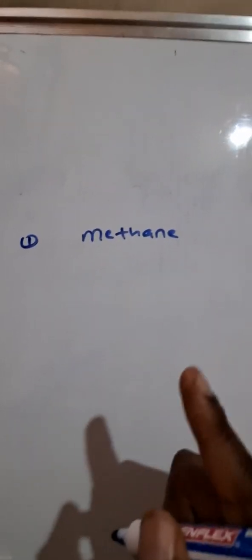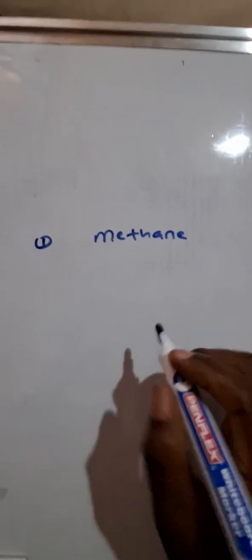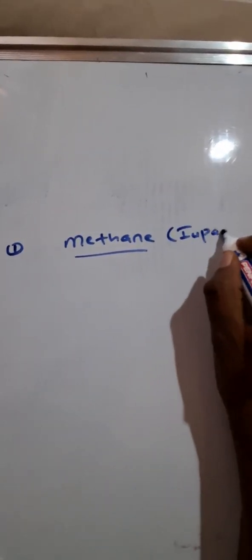So 1, let's say we're going to do methane as our molecule. Methane, we said it has how many carbon atoms? 1. So the meth comes from 1. So this is the IUPAC name, which means we already have the first thing. The IUPAC name is methane.